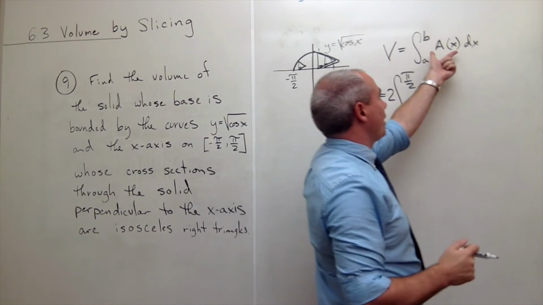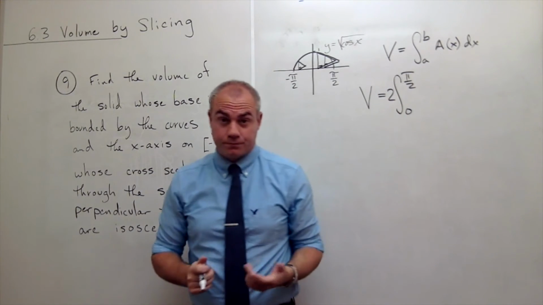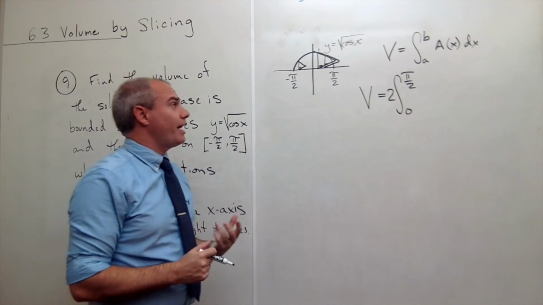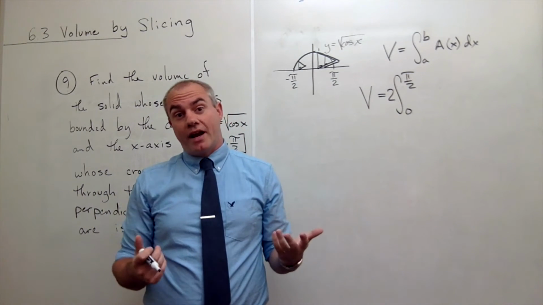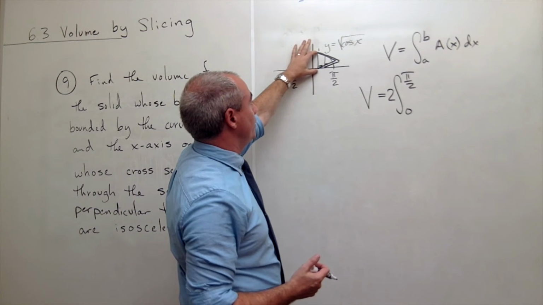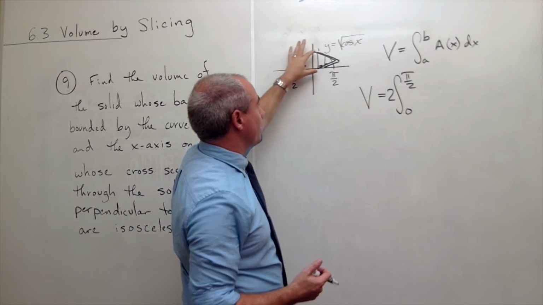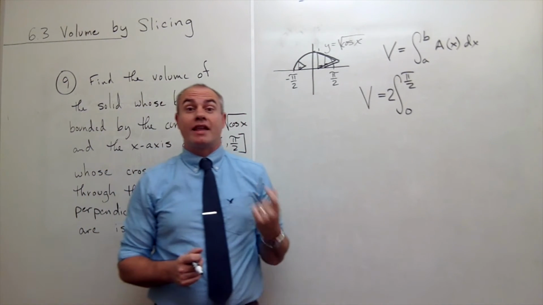Now we need to say, okay, when I make a slice, what is the cross-sectional area? And that cross-sectional area, we said, was an isosceles right triangle, and the area of that is 1/2 the base, which is this length, times the height, which is this length. But those two lengths are the same. So we just have to square that length.